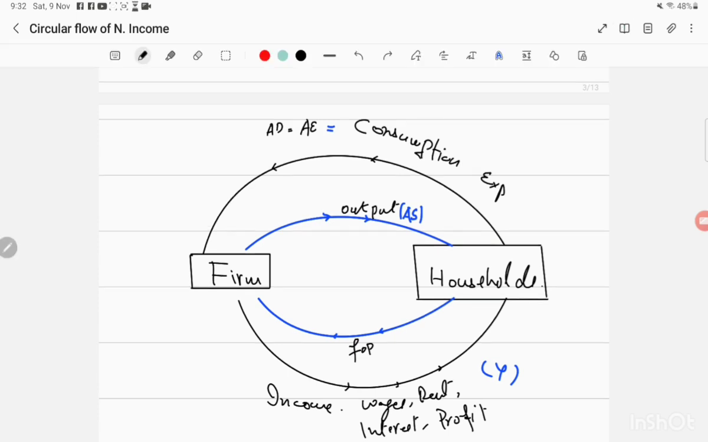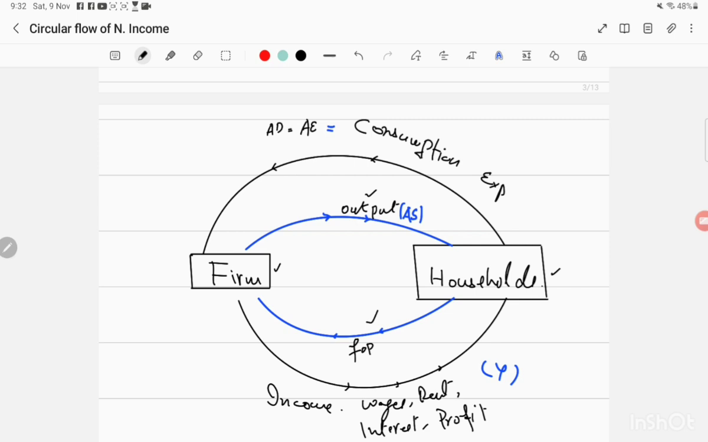Here I see the first sector, that is the firm. Another is the household. You can say early in the morning, everyone is going to the firm in order to produce the goods and services. So the lower inner loop is showing us two things. One is the factors of production, like land, labor, capital. They are supplied by the households to the firm in order to combine them here. And what is the end result of this combination? That is the output produced.